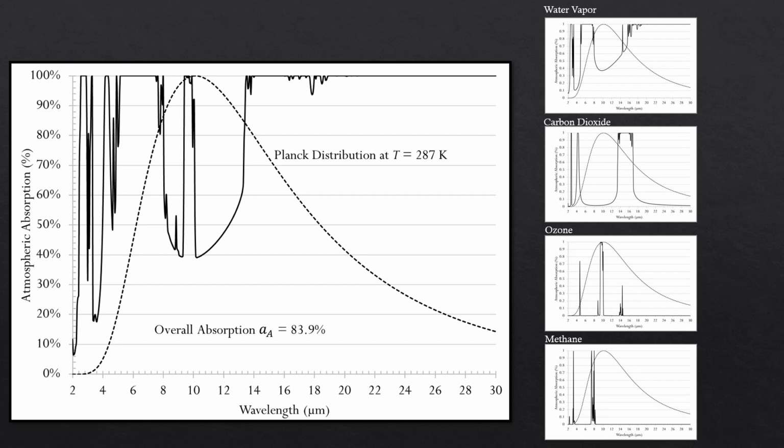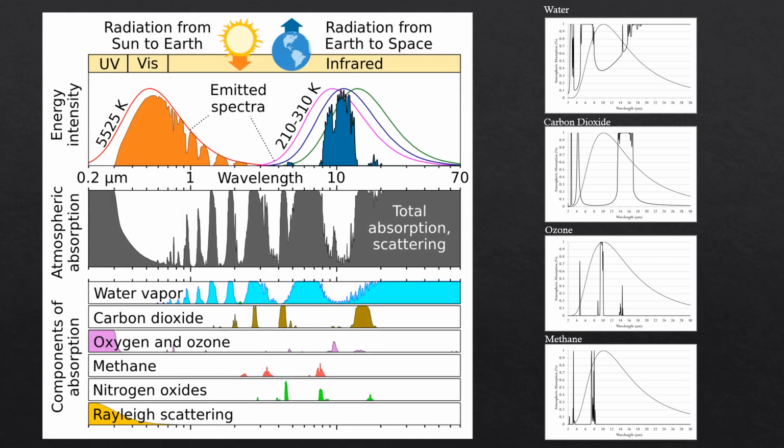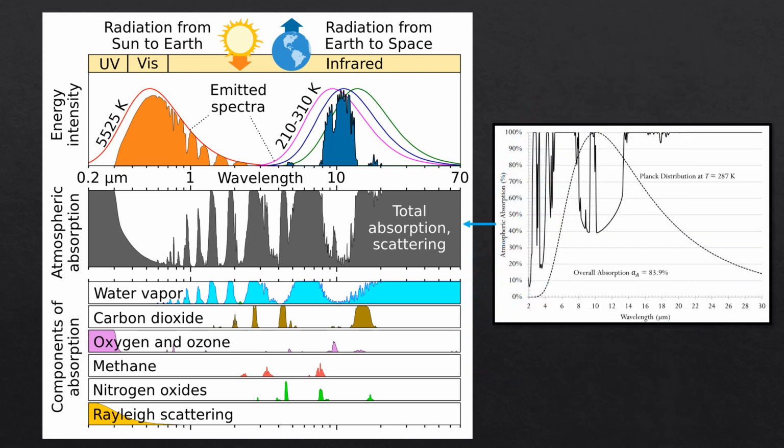The spectrum is broken down into each component. It is obvious that water vapor is most significant, with carbon dioxide being next and ozone and methane playing smaller roles. Comparing each component to the distribution from before shows good agreement. And the same is true for the overall absorption spectrum.